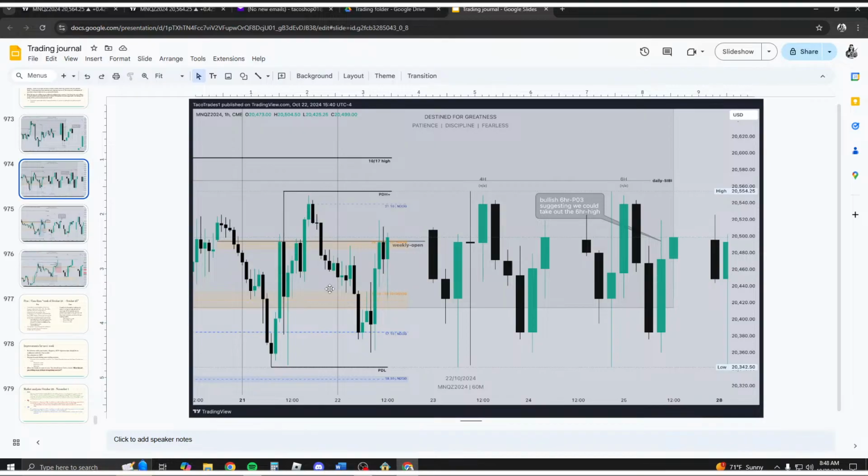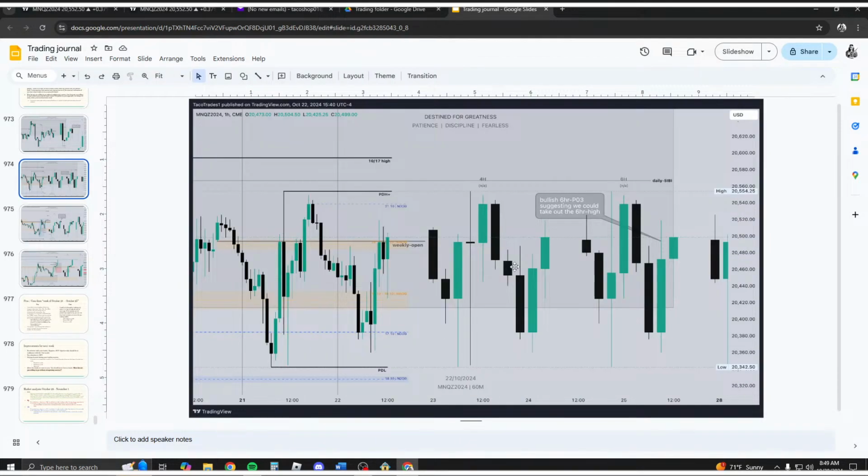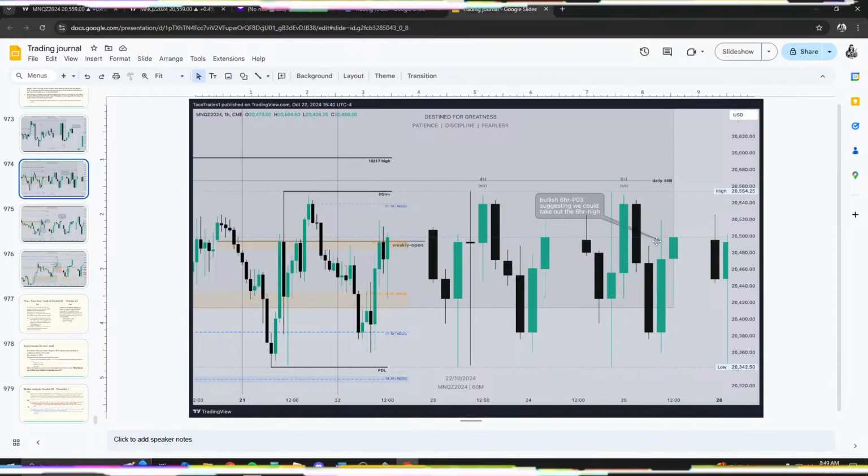But I waited after the New York AM session. We started to expand higher during the New York AM session and created this 30-minute fair value gap. Now notice how after we close on the New York AM session, we create this bullish 6-hour candle. So the daily candle is a bullish candle, and the 6-hour here is a bullish candle.